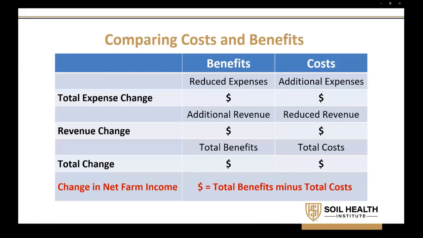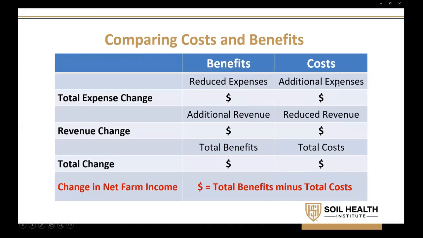This is an outline of how the comparison is done. In the middle column of the dollar values, we have the benefits. If you're in a conventional tillage system and you go to no-till, you have reduced expenses. You no longer have the equipment costs, the fuel, or the labor. So this is a benefit, reduced expenses. Likewise, after you implement the new system, you could have additional revenue. If the yield goes up, you have increased revenue.